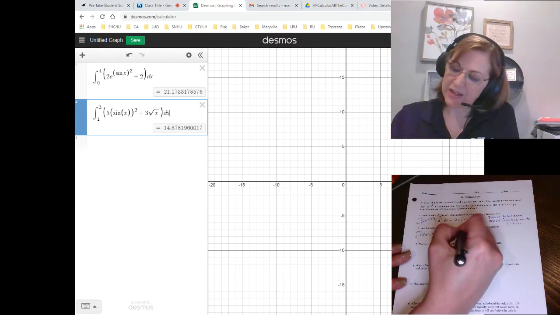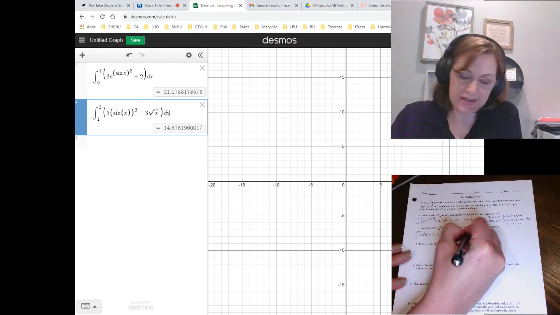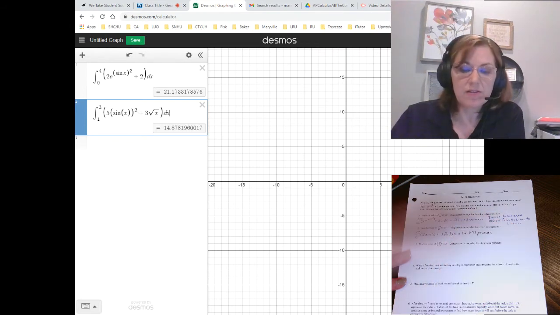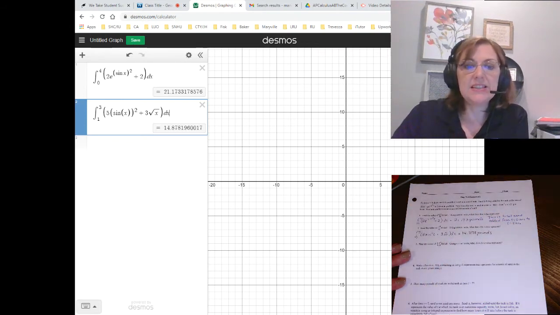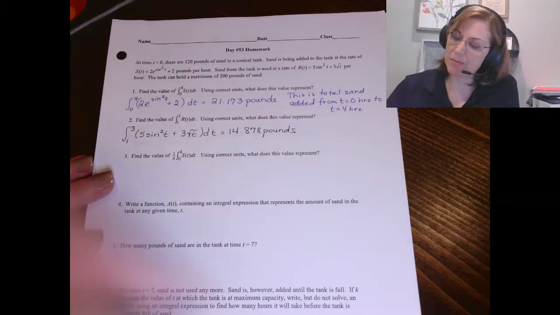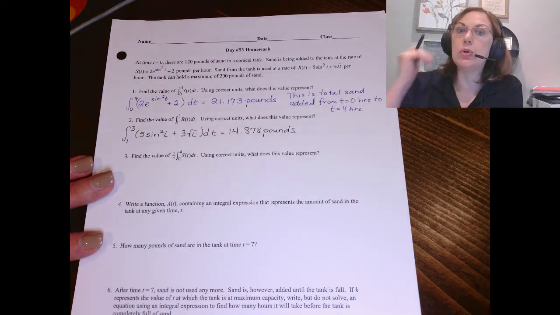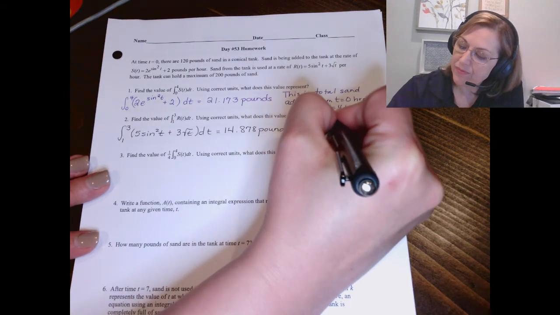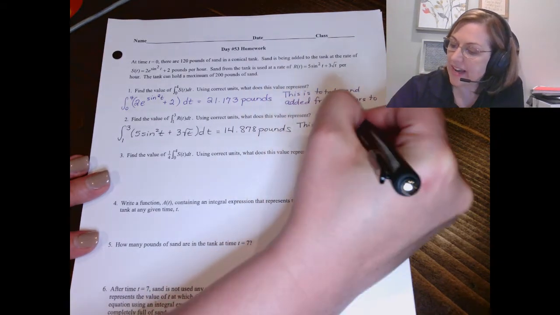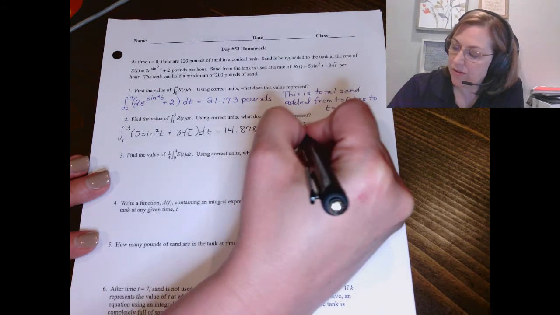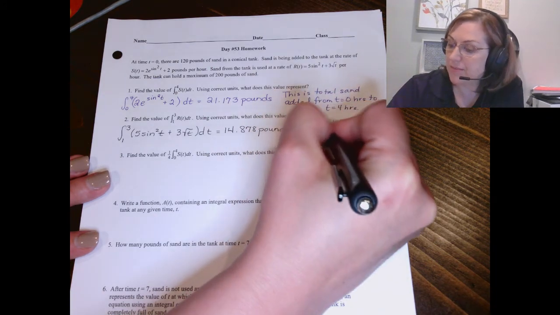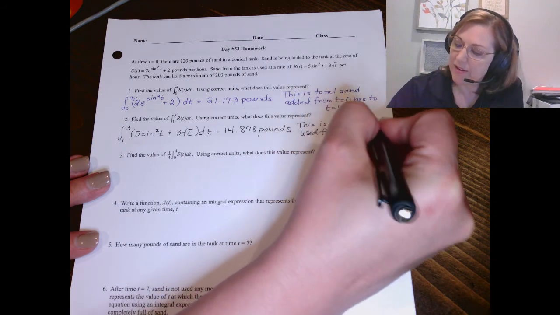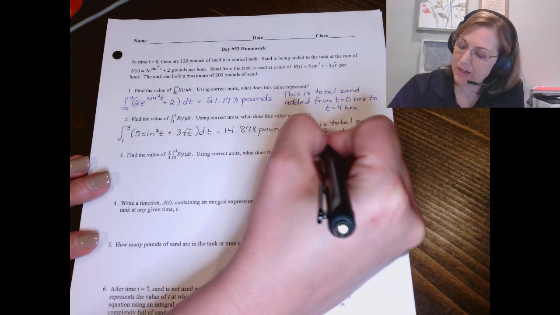And that gave me 14.878 pounds. And then this is the total, it's R of t. So remember, that's the sand being used. So this is the total sand used from t equals 1 hour to t equals 3 hours.